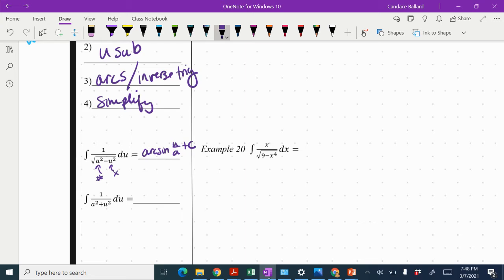And then when we see 1 over a squared plus u squared, without a radical over the top of it, with a plus sign in it, again, a is a number and u is a variable, that is 1 over a arctangent of u over a plus c.